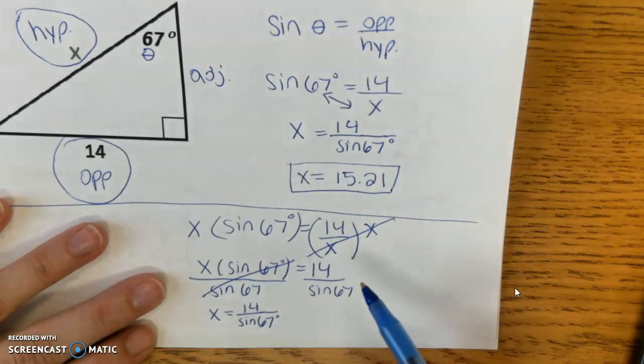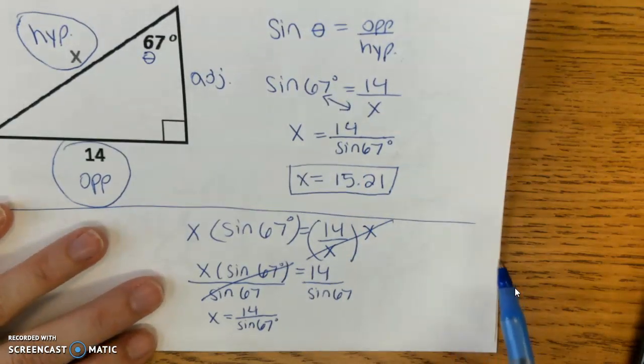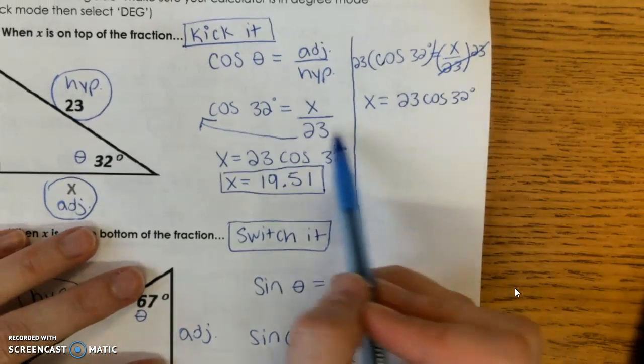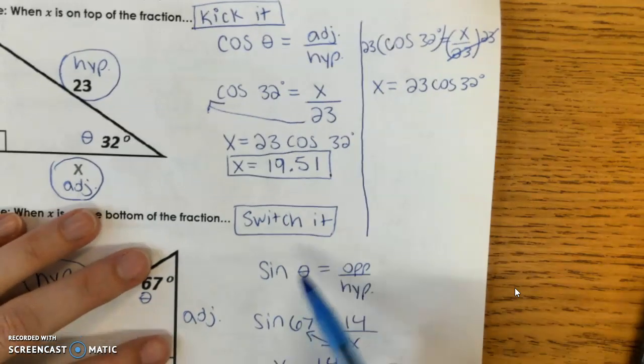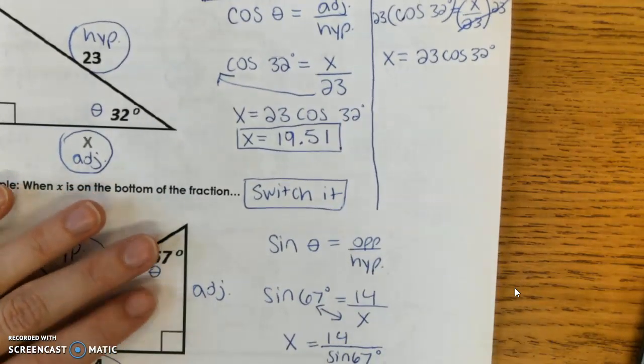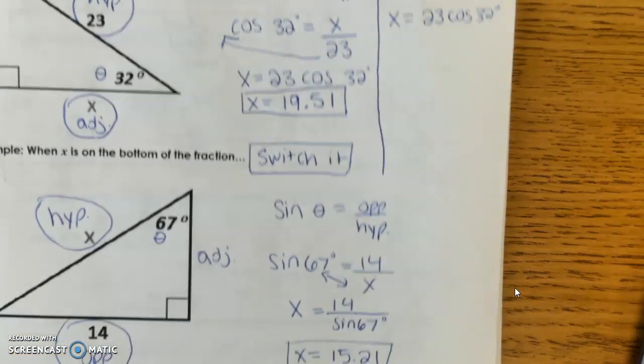So it's going to be the same every time because the algebra rules never change. So just know that if x is on top of the fraction, you're going to kick it. If x is on the bottom, you're going to switch it with the trig ratio. All right, let's do some more problems. Flip it over.